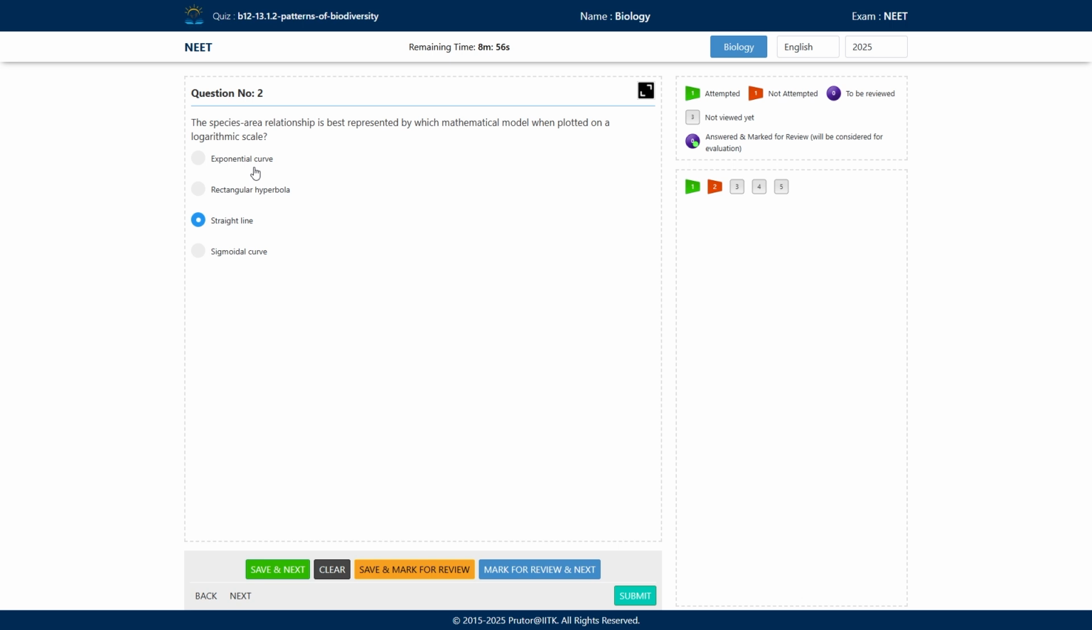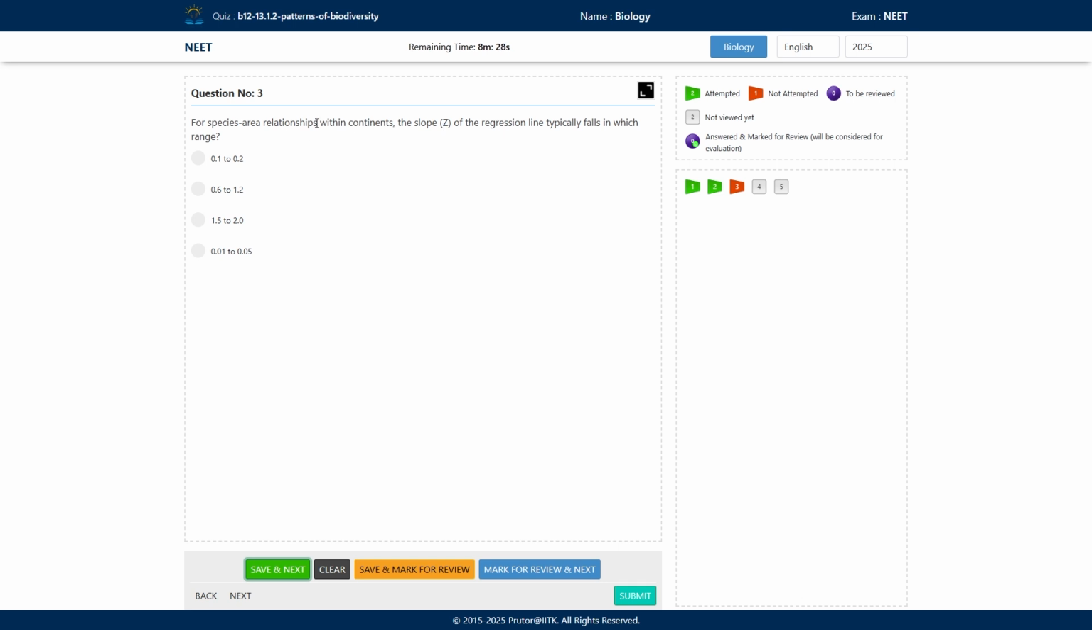Okay, so usually you get a rectangular hyperbola, which says that the species richness will increase as you increase the explored area, but up to a certain limit. But if you plot it on a logarithmic scale, you will get a straight line.